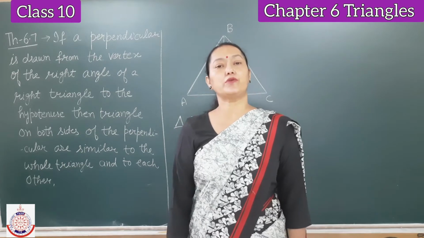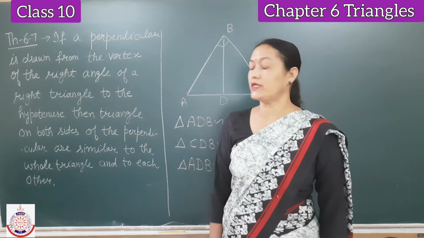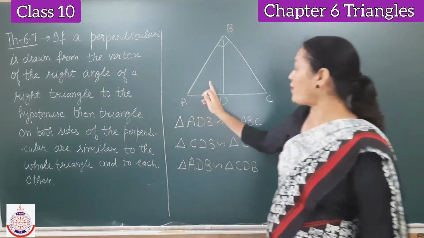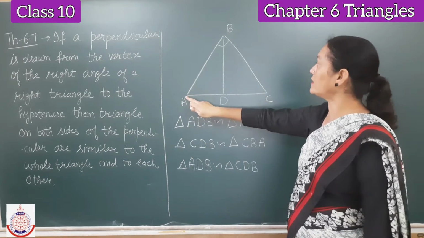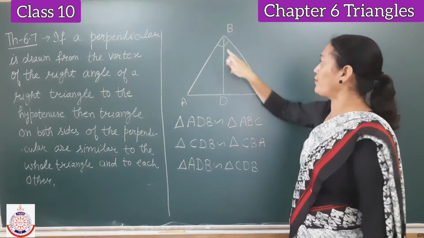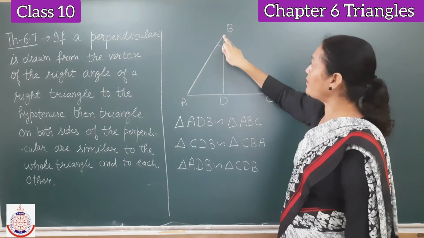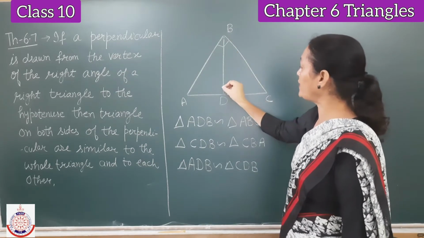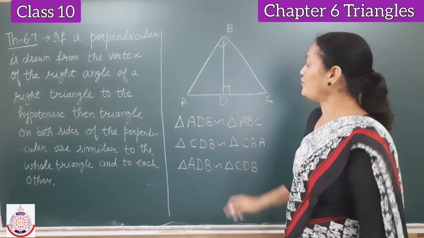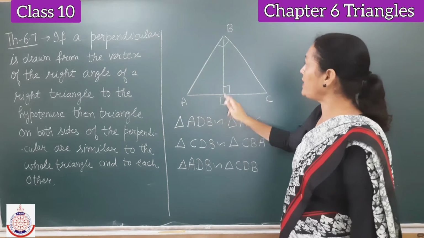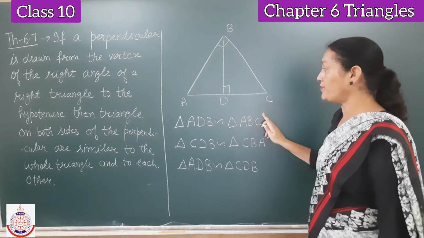In my previous lectures, I have told you about the proof of Pythagoras theorem. When you were doing Pythagoras theorem, you must have observed what we have proved. If we have a right angle triangle ABC, and from the point where the angle of 90 degree is formed, we draw a perpendicular on the hypotenuse, then we have proved that triangle ADB is similar to triangle ABC.